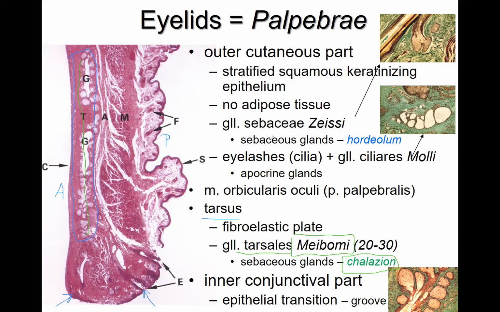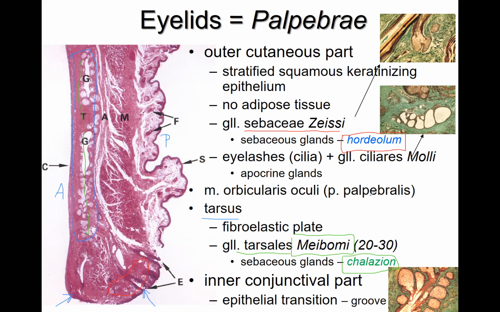We have sebaceous glands of Zeis. And these glands are located in these areas. They are classical skin sebaceous glands. And if they are blocked, it's called hordeolum, with similar symptoms. So these two terms, please learn, as you will use them in ophthalmology, and remember these two glands.